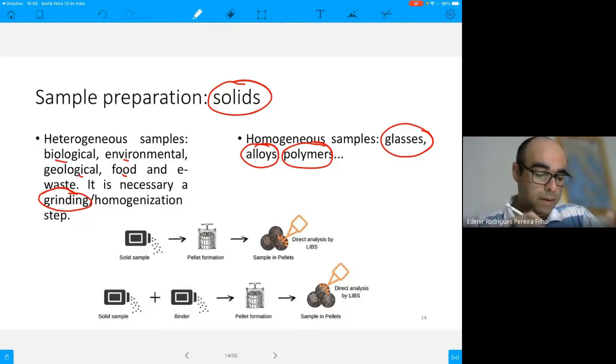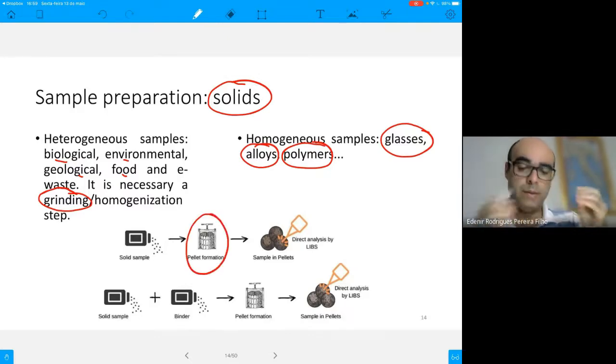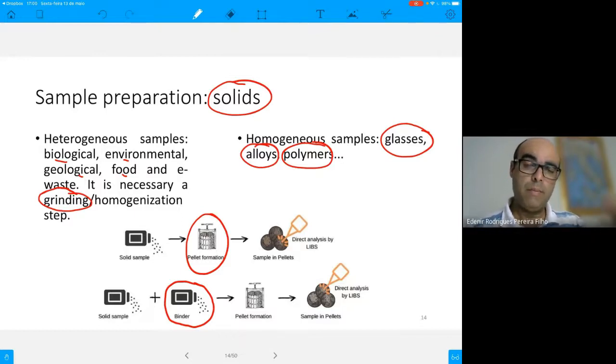In some cases, the sample is a powder. Then we need to prepare a pellet in order to present this for the analysis. In some cases, the sample is not totally hard, and then we need to mix the sample with a binder like polyvinyl alcohol or microcrystalline cellulose, and then we can perform the pressing process in order to obtain the pellet.